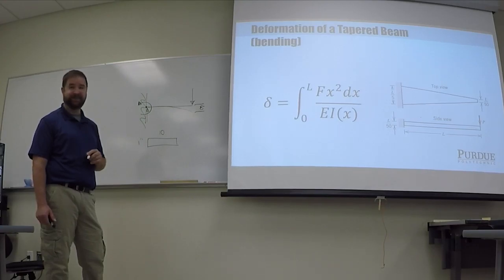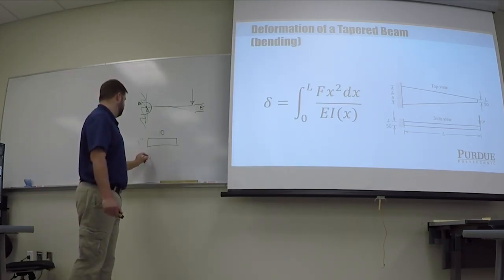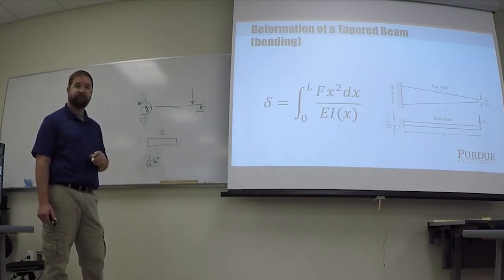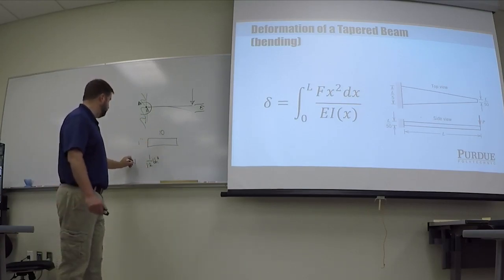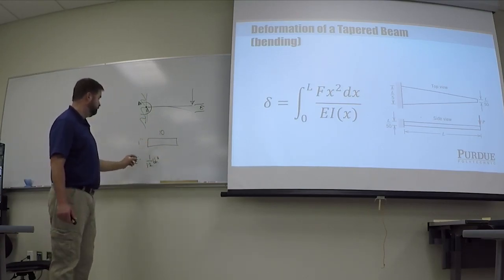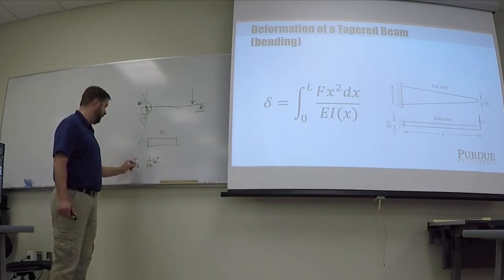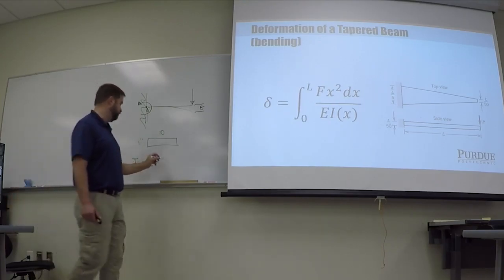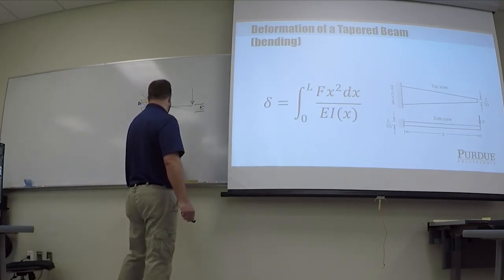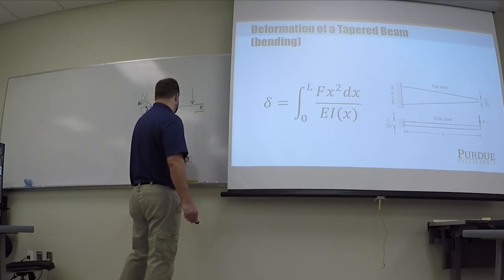You guys remember this from 211, right? Isn't it like base times height cubed over 12 or something? Yep. So this is 1/12 BH cubed. Okay? So the moment of inertia of a rectangular section is 1/12 BH cubed. This would be IB because it's by the wall. So that's 1/12 times 10 times 1 cubed.